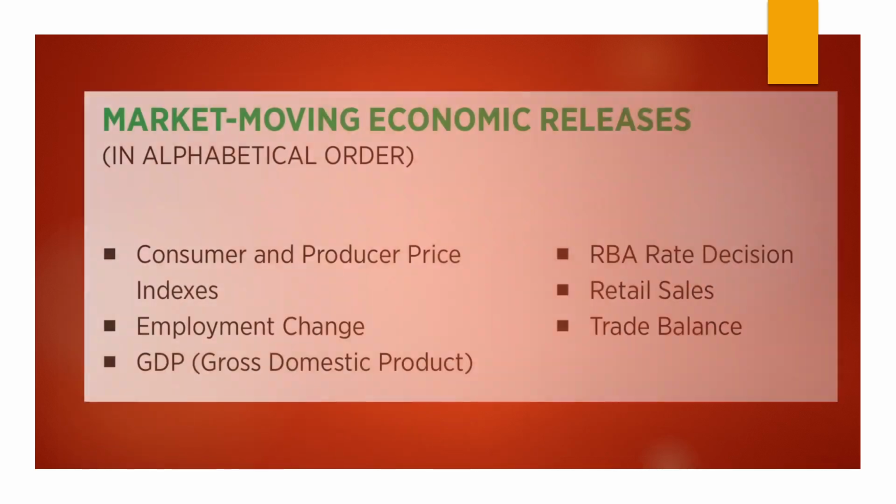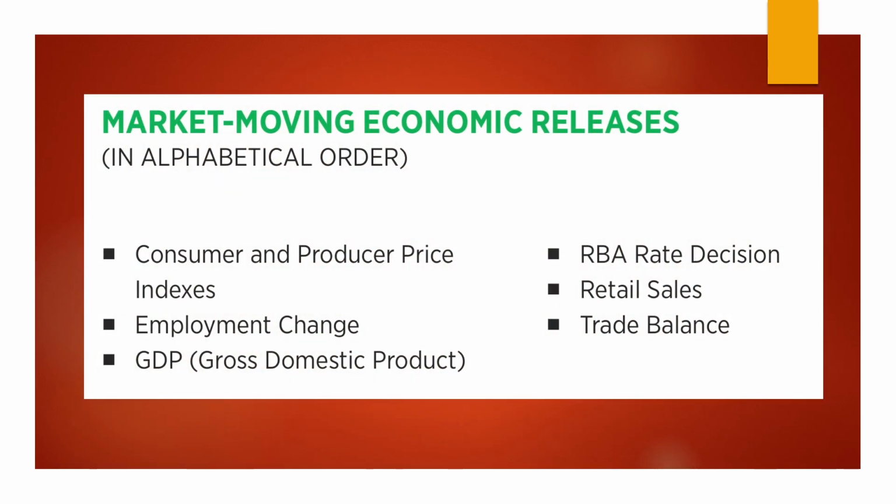For AUDUSD, in alphabetical order, we have the consumer and producer price index, unemployment change, GDP, RBA rate decision, retail sales and trade balance. In order of impact, our first will be the RBA rate decision. The next will be, of course, the CPI, which is the consumer and producer price index. The third will be unemployment change. Then the fourth will be GDP. Then we move to retail sales and trade balance. So these are all the news you should be looking out for when trading AUDUSD.